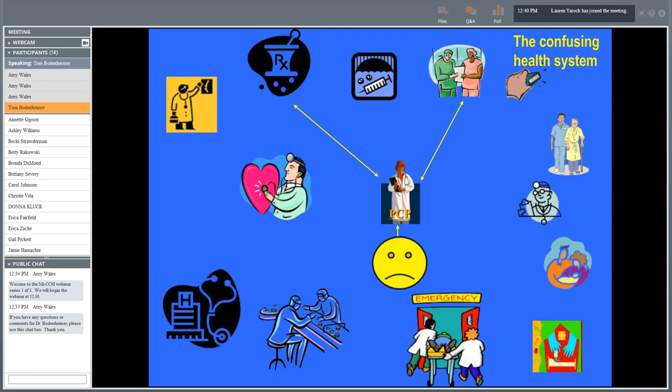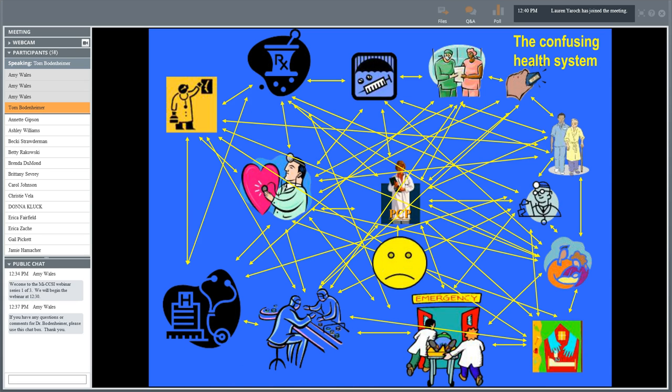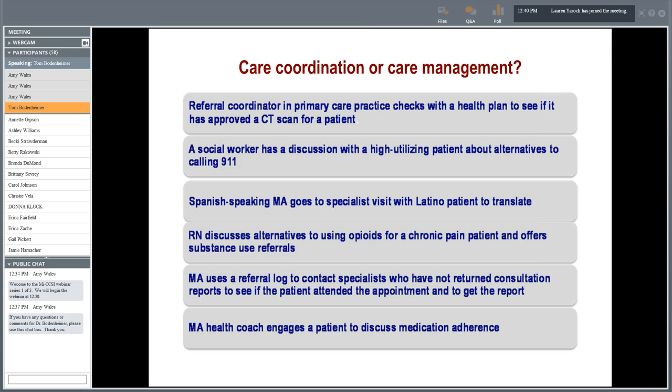If you look at the primary care practice in the center of the healthcare system, the primary care practice has to interact with all of these different other entities, which also interact with each other. So it's really confusing for a patient to try to figure out how to get what they need from all of these different entities. So it's really the responsibility of the primary care practice to make that happen. So that's really care coordination that we're talking about here.